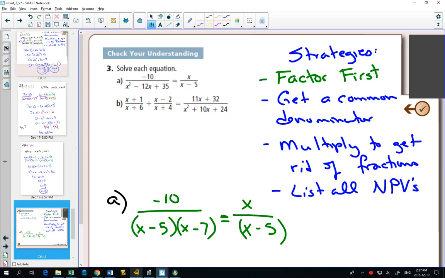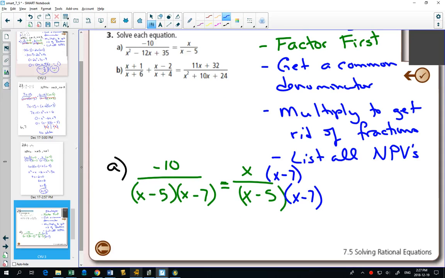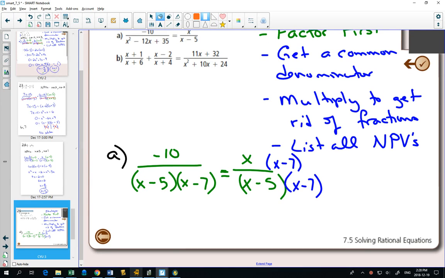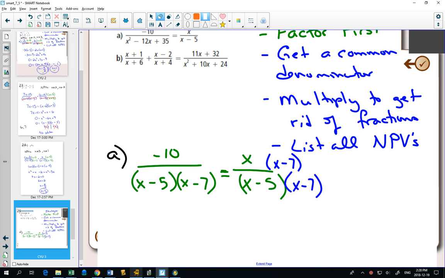And so now to get our common denominator, and this is why we would not want to cross multiply in this situation, we just need an x minus 7 and an x minus 7. And once you have a common denominator, theoretically in our next step, we're going to multiply both sides by x minus 5, x minus 7. What that will do is just cancel out your denominators. What are we left with then? Negative 10 equals, and if I distribute that x, x squared minus 7x.